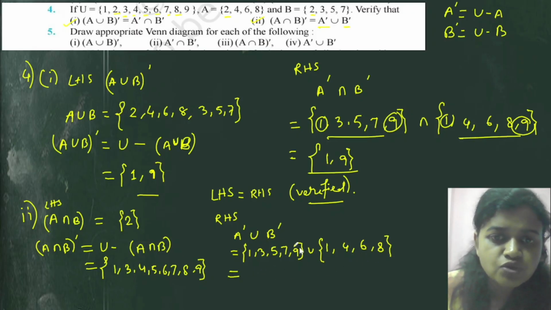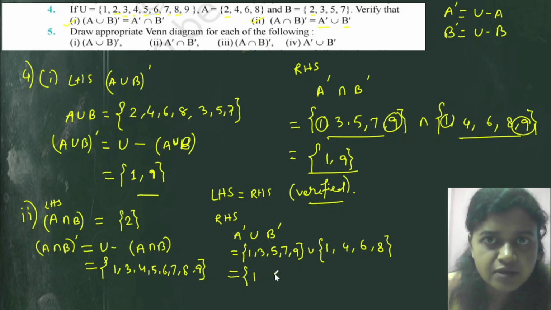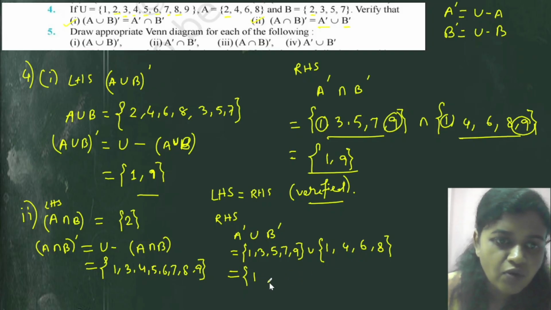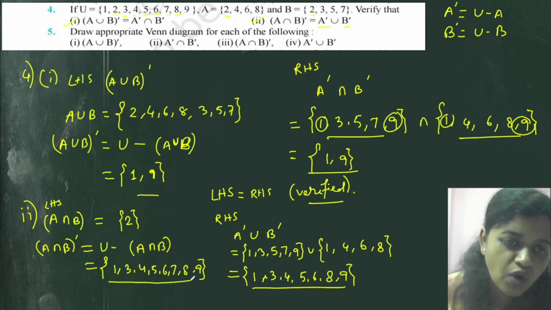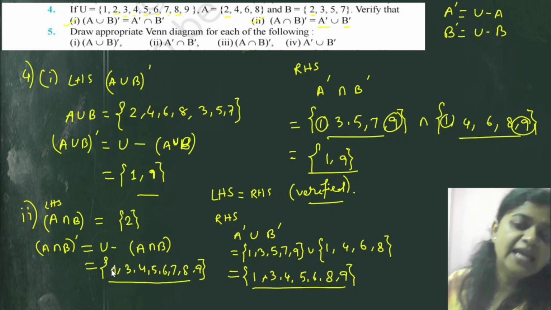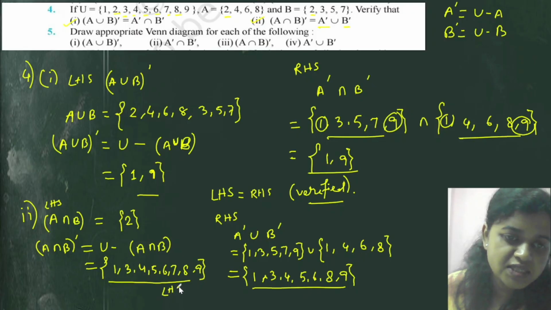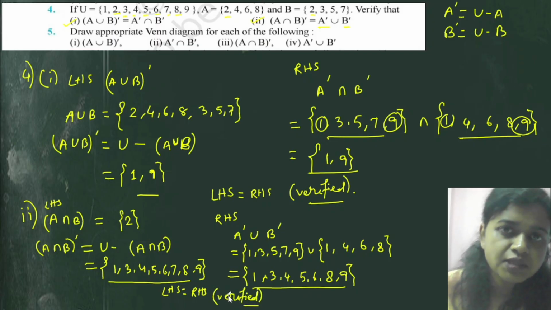So for the union we write 1, 3, 4, 5, 6, 8, 9. Excluding 2, all the elements are present here, and here also excluding 2, all the elements are present. So LHS equals RHS. It is verified. Clear? So both equations are verified here.